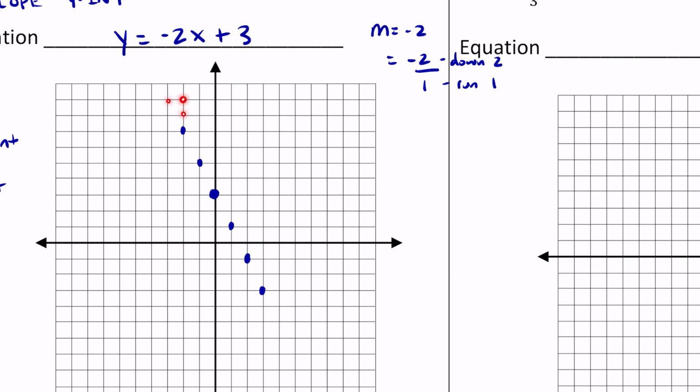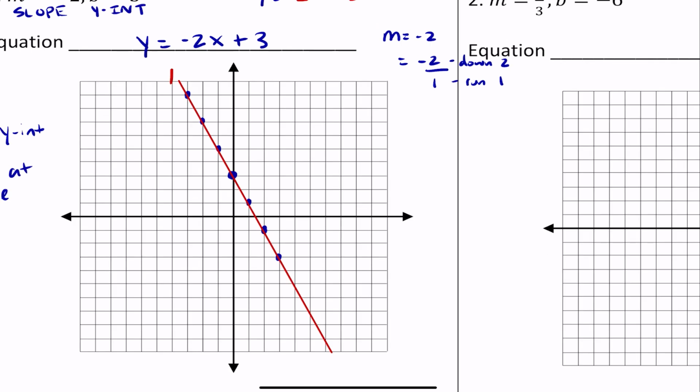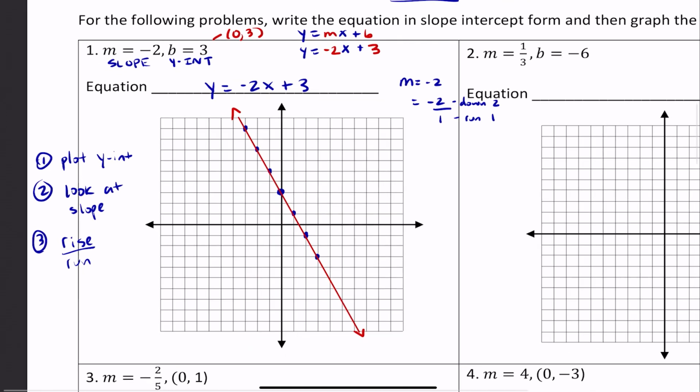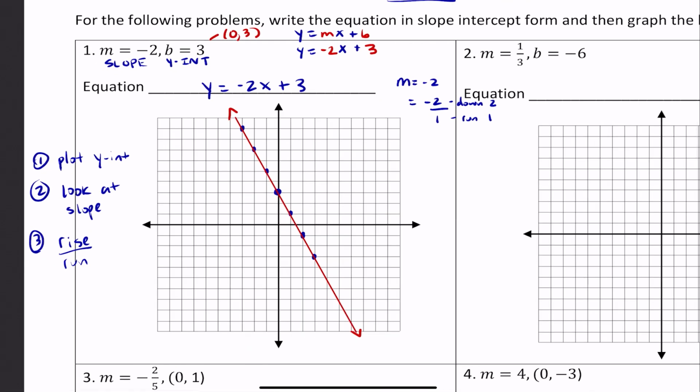Up 2, and this is where I'm going to put my point. Okay, and I feel really happy with the points that I plotted, so I'm going to go ahead and connect the dots, just like so. And then put the arrows, because you're talking about a line, which extends forever in both directions, okay? And this is how you graph y equals negative 2x plus 3.